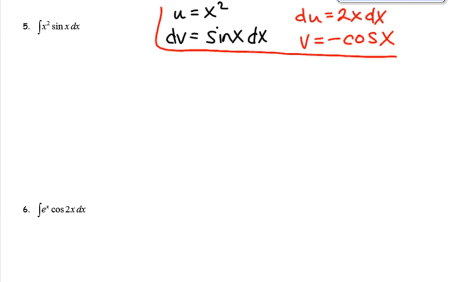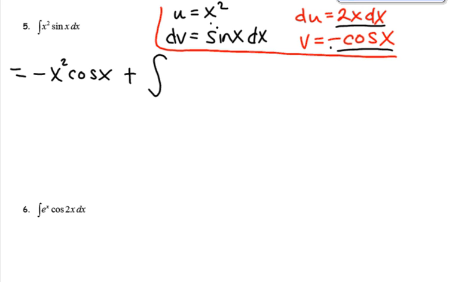So we just do the rule, ultraviolet minus super voodoo. So ultraviolet is x squared times negative cosine x. I'm going to go ahead and simplify that and say negative x squared cosine x minus super voodoo. So the integral of v, which is negative cosine x. So I'm going to go ahead and say that negative and times the negative is positive. Cosine x times 2x. So you see here I have 2x dx times negative cosine x. That's voodoo.